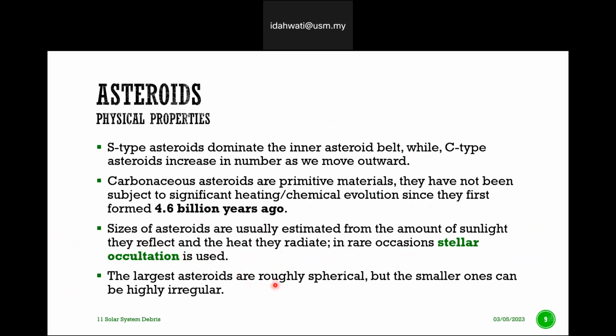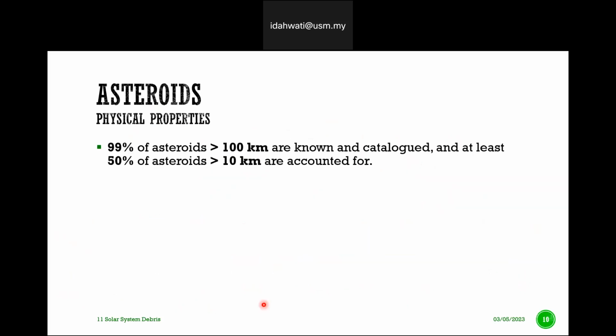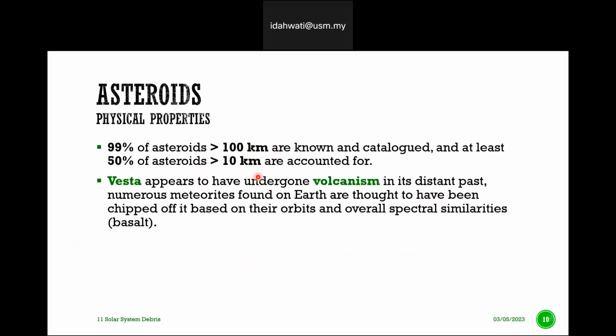The largest asteroids are roughly spherical, but the smaller ones can be highly irregular. 99% of asteroids more than 100 km are known and catalogued, and 50% of asteroids more than 10 km are known. For Vesta, it appears to have undergone volcanism in the distant past.